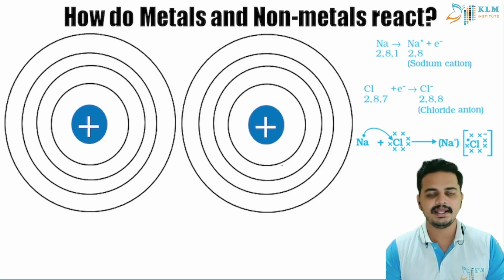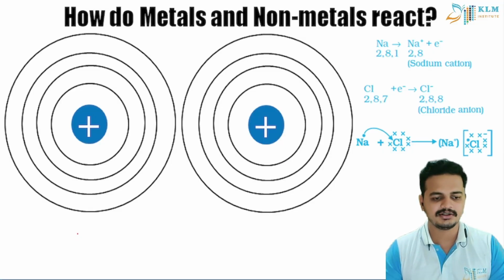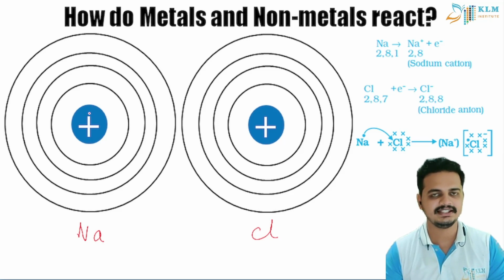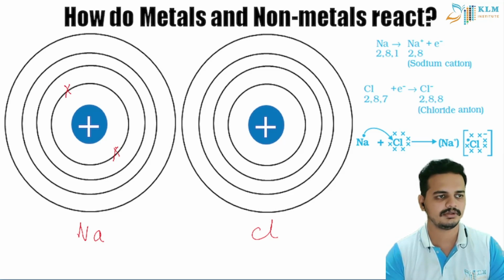So now we will take an example of sodium and chlorine. Imagine this is sodium and this is chlorine. So here we can see the nucleus of an atom, and we know sodium has 11 electrons. So 1, 2 in the first shell, that is K shell. Here we will draw a circle so that you can remember it easily.